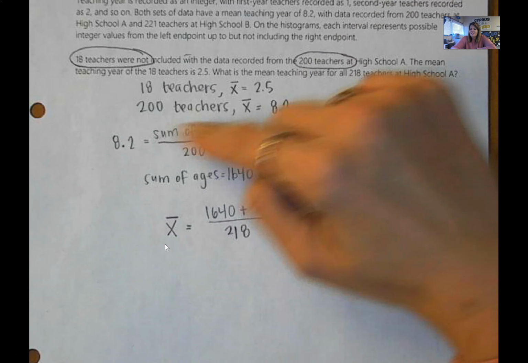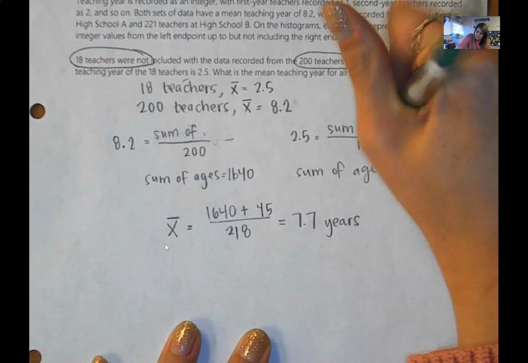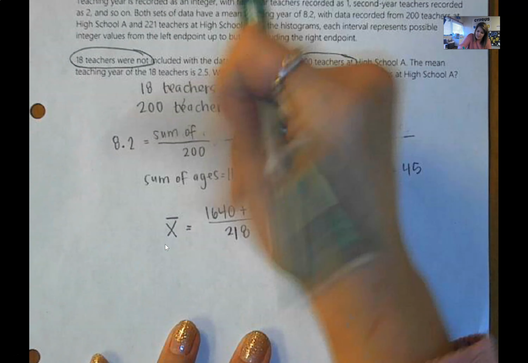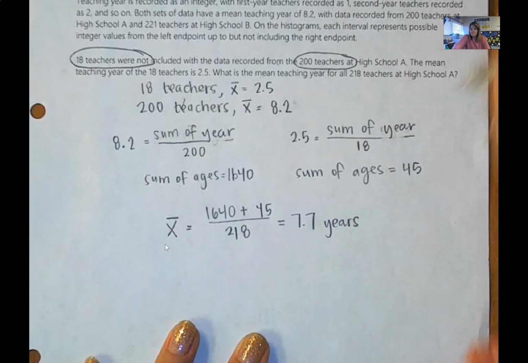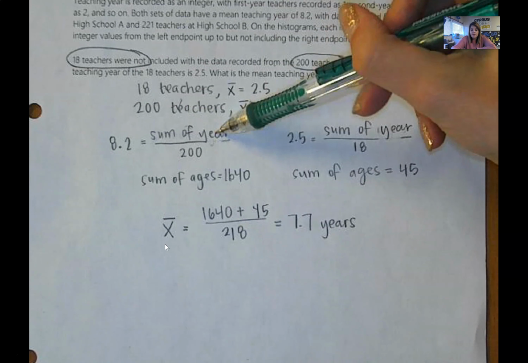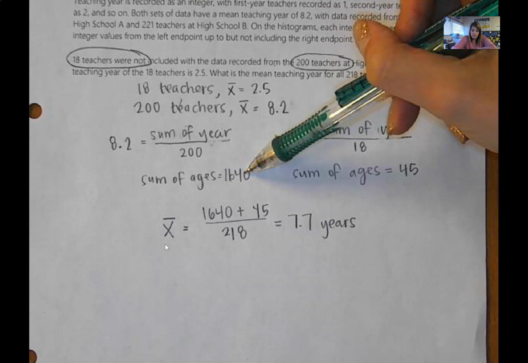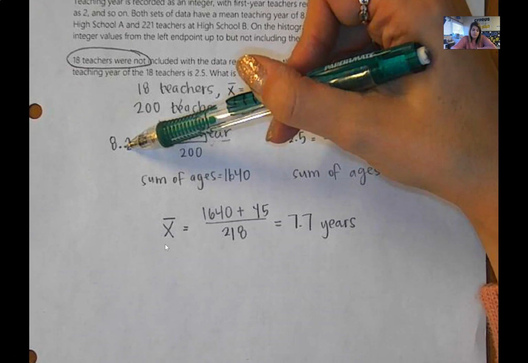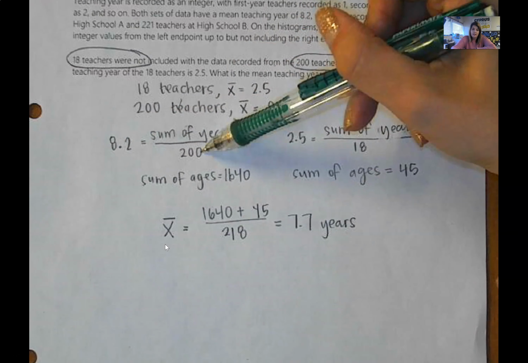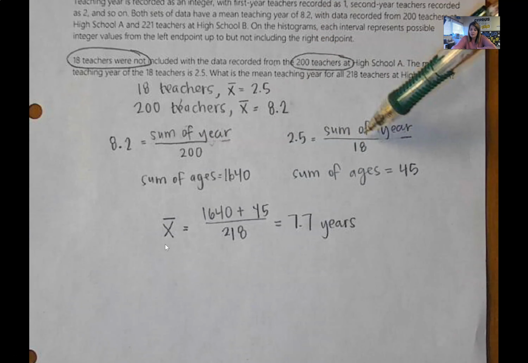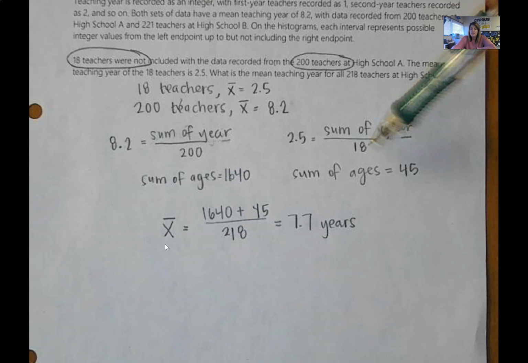I think I meant the sum of the years, not ages, the teaching years. Because a 2.5-year-old is not going to be teaching, and neither is an 8.5-year-old. So the sum of years for the histogram was 1640. That means to get 8.2, they took 1640 and divided it by 200. Same here. To get 2.5, they took 45 and divided it by 18.